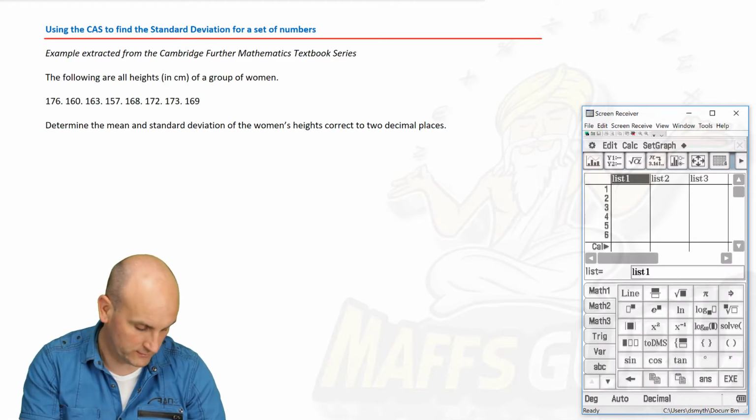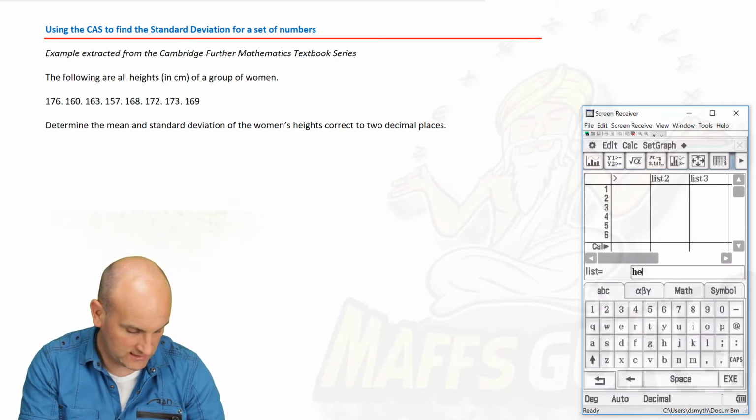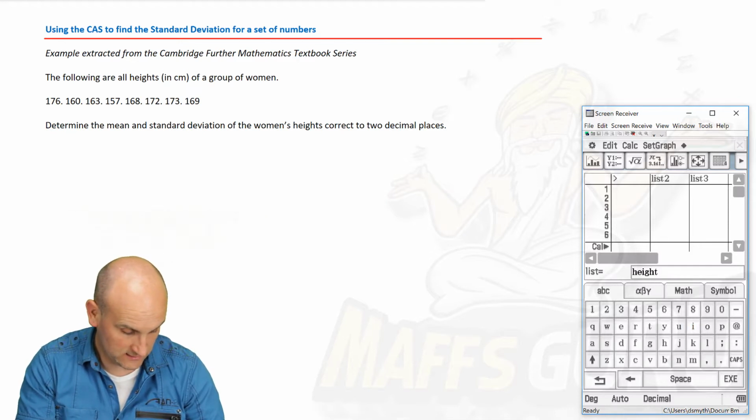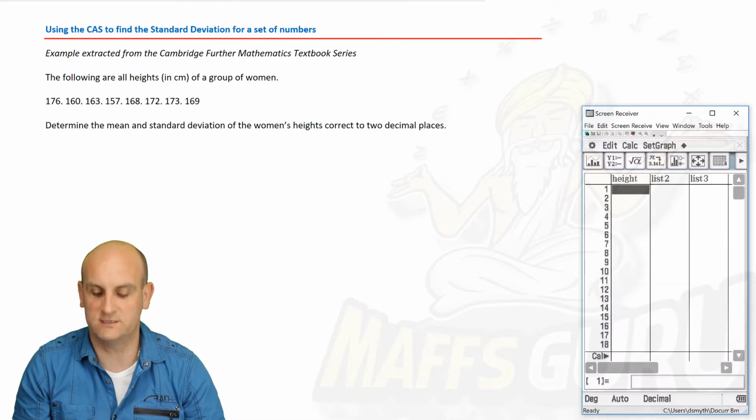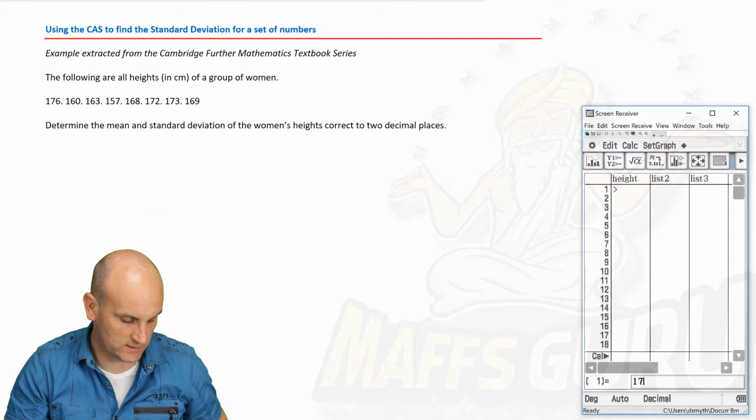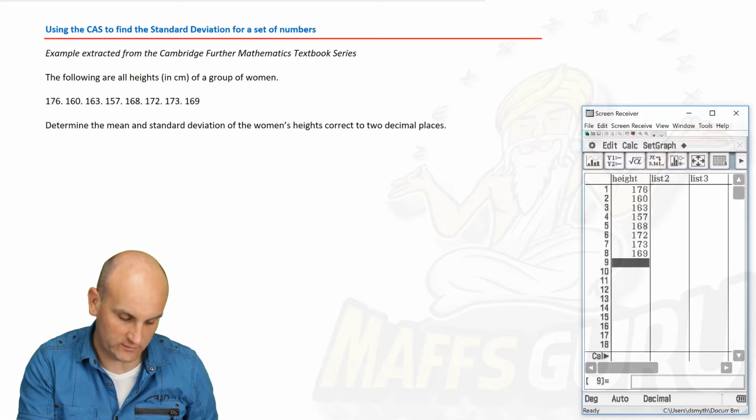So I'm going to hit keyboard. I'm going to go to ABC, and I'm going to go HEIGHT. I'm going to hit T. Thank you very much. Hit EXE. And lo and behold, there is my height column. And I'm just going to put the data items in. So 176, hit enter, 160, hit enter, 163, hit enter, 157, hit enter, 168, hit enter, 172, 173, and 169. So 8 data items, 1, 2, 3, 4, 5, 6, 7, 8.